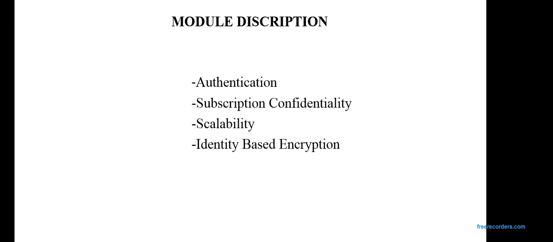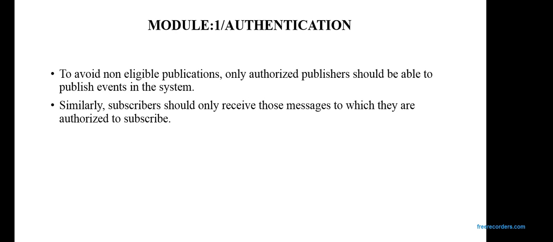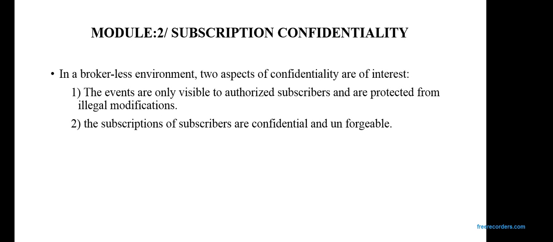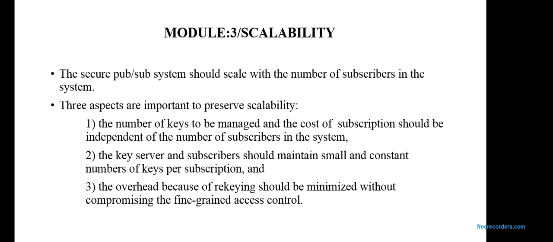There are four modules: authentication, subscription confidentiality, scalability, and identity-based encryption. In authentication, we are providing authentication for publishers and subscribers, deciding who are the authorized publishers who can publish into the system, and who are the authorized subscribers who can send subscriptions to the publisher. In subscription confidentiality, only the authorized person can see what is published by the system and what subscriptions are sent. So here we provide confidentiality and unforgeability. In scalability, we are increasing the number of subscribers in the system, while preserving the maintenance of the keys and the cost of the subscribers managed in the system.